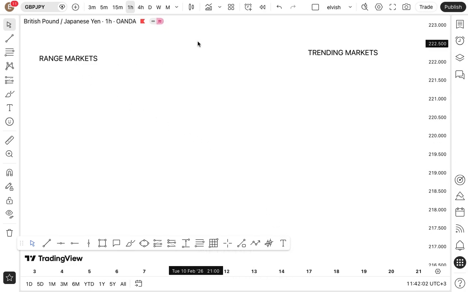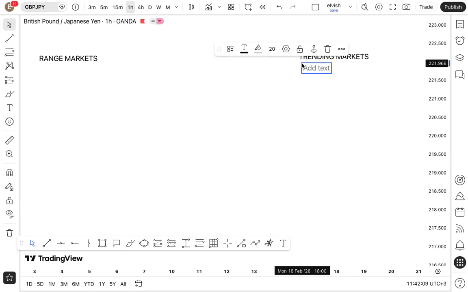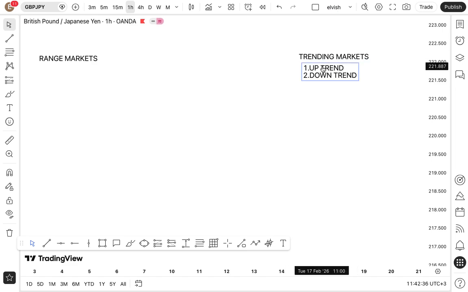Under the trending markets, one, we have the uptrend, and then two, we have the downtrend. So these are the only markets we have under the trending markets, because they have direction.